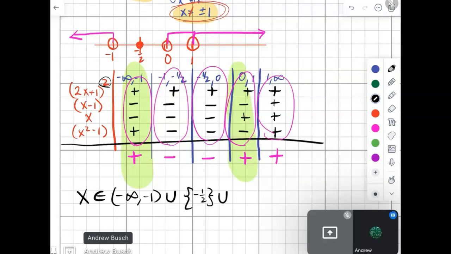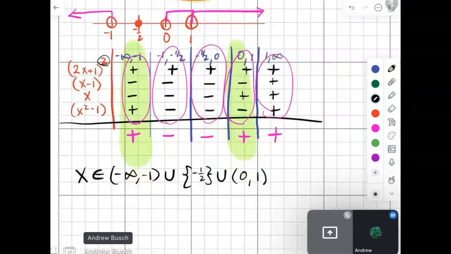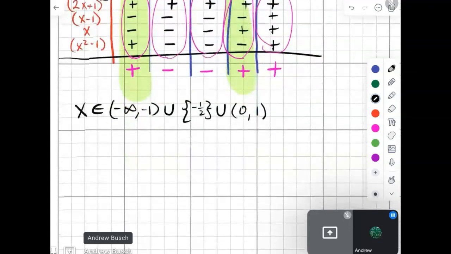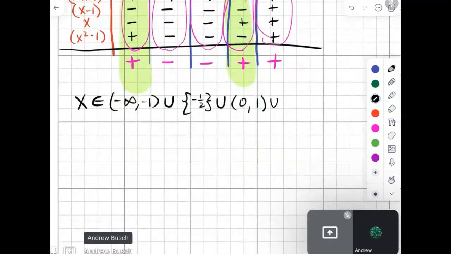Then you put your union symbol. Then you have from 0 to 1, but you have to stop at 1, put parentheses on those because they both have open circles. And then you start again at 1 to go to infinity. So you would do union 1 to infinity. And so this would be your solution set.